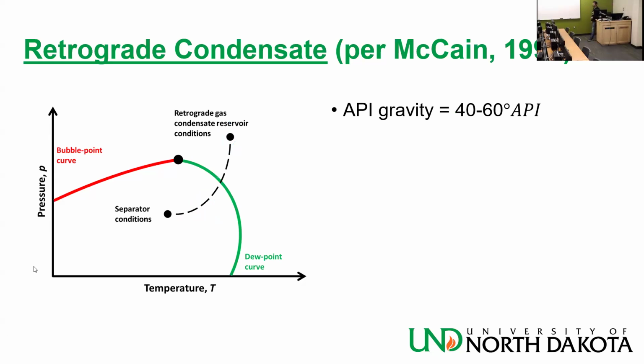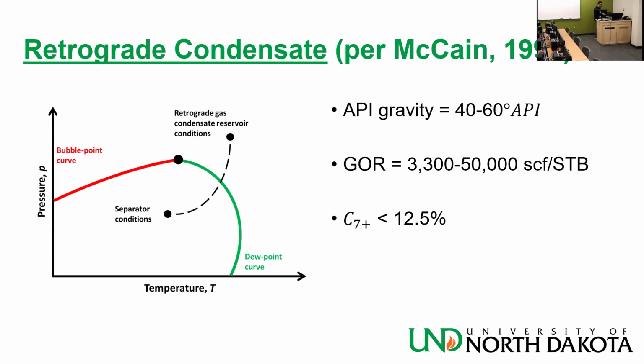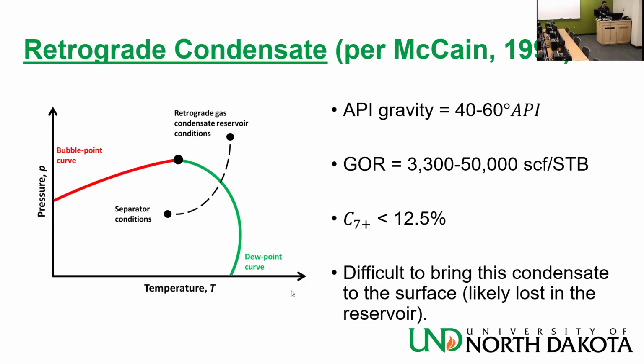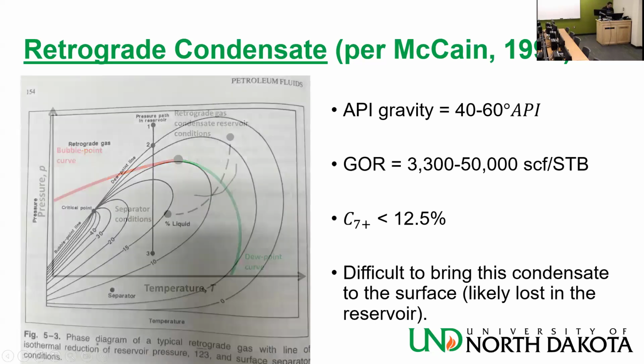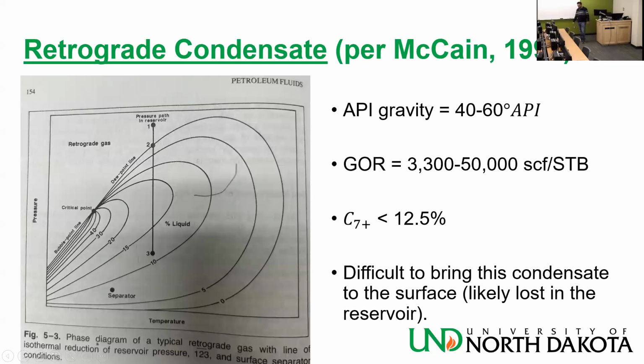API gravity between 40 and 60 API degrees. GOR between 3,300 and 50,000. So a big range of GOR because of the way it's behaving. Heavy components, 12.5%. Difficult to bring this condensate to the surface, likely lost into the reservoir. We don't want that. But I took a picture from the book to make it clearer to you guys and see how that works a little bit more.